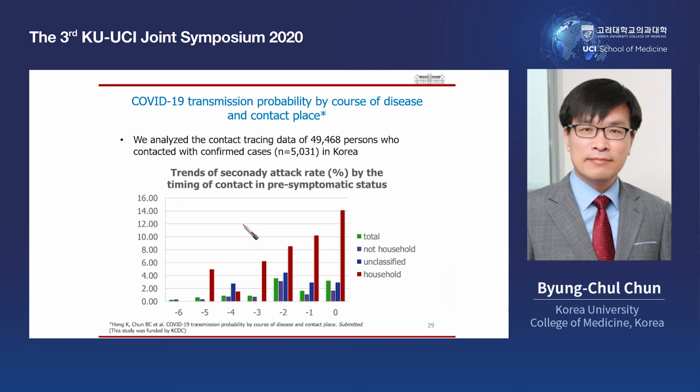Also, we had a chance to estimate the transmission probability of COVID-19 in Korea. We used contact tracing data of about 50,000 persons who contacted about 5,000 confirmed cases, and we found there was significant transmission 5 days before symptom onset. Especially family members are vulnerable to being infected in this pre-symptomatic period.